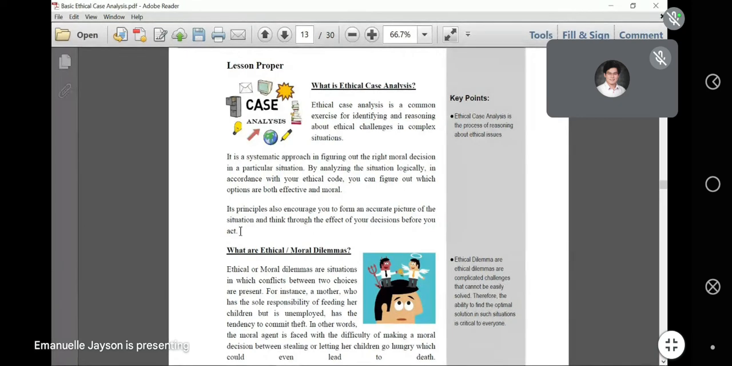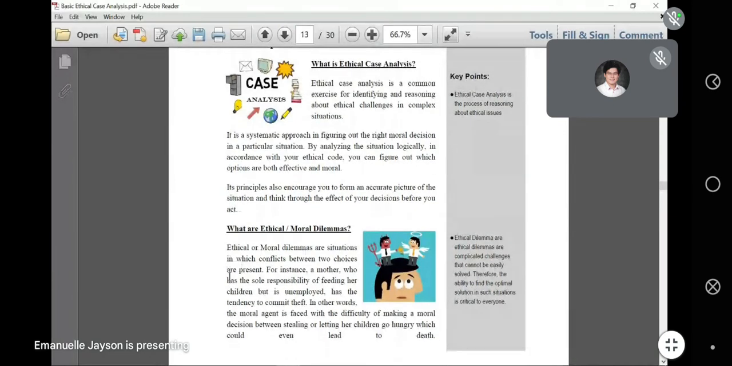So there are situations that warrant our attention and our decision because most probably these situations would have an effect on our lives or that of other people. These are called ethical or moral dilemmas, situations in which conflicts between two choices are present. Most often than not, ito kasi yung nagwawarat ng ating ethical case analysis. Yung tinatawag na moral dilemma or ethical dilemma.